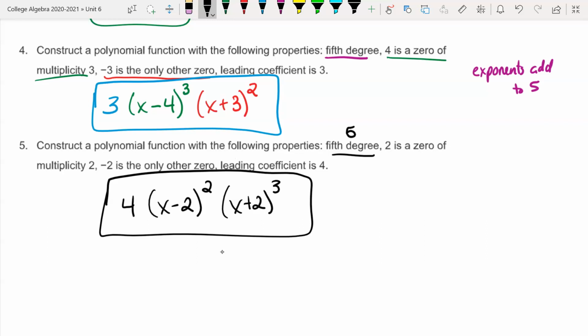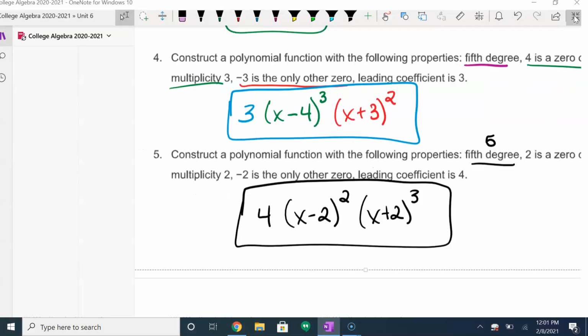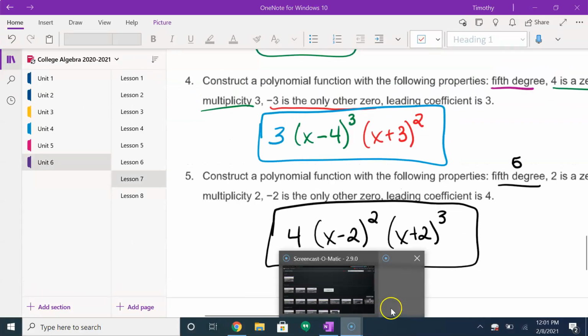So you have to make sure you understand the basics of a polynomial before we move on to rational expressions. All right? Again, Certify 4.4. Make sure you get it done.